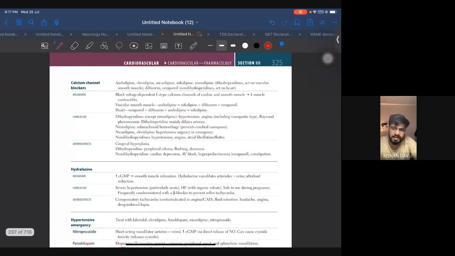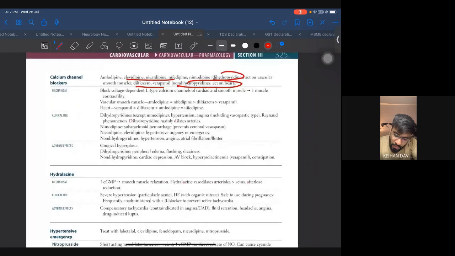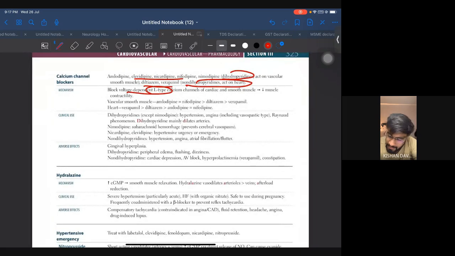Okay, now let's discuss the mechanism one by one. First, calcium channel blockers. Remember the drugs, dihydropyridine and non-dihydropyridine. Remember which one is dihydropyridine and which one is not. Mechanism: blocks voltage-gated L-type calcium channels of cardiac and smooth muscles to decrease muscle contractility. So we'll see which ones act on vascular smooth muscle and which act on the heart.